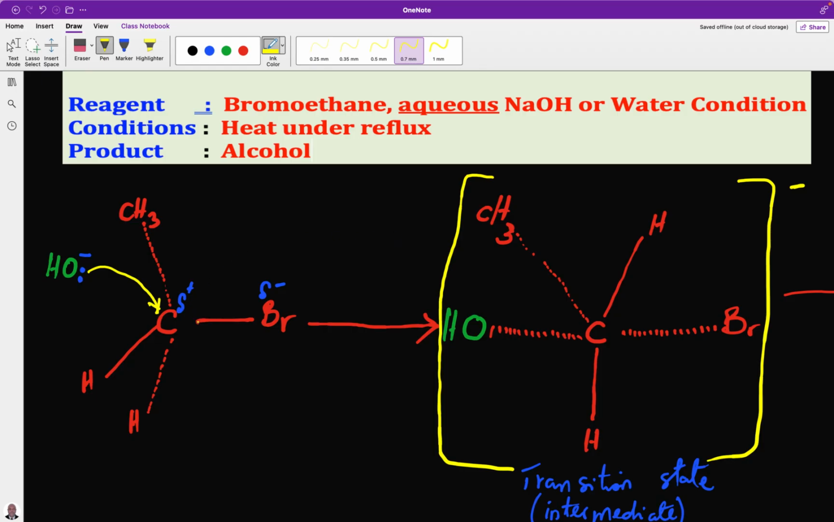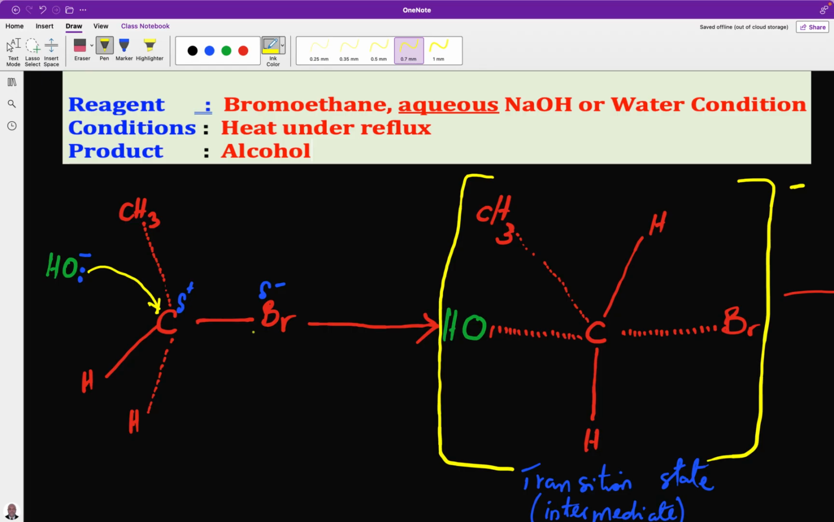Here, it is a one-step reaction. Why do I say it's a one-step reaction? The nucleophile is approaching from the opposite side of the halogen. Why? Because it is not clustered. As it is approaching from the opposite side of this one, at the same time, there is a bond formation. There is bond formation as it is approaching from the opposite side.